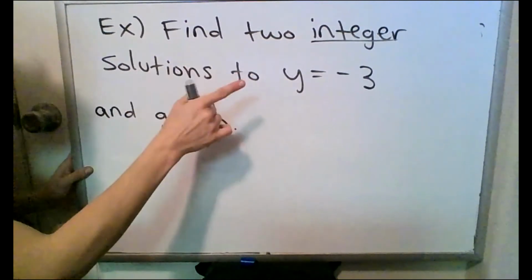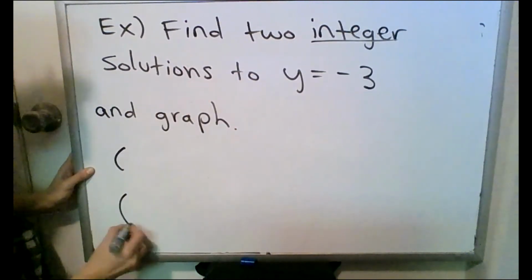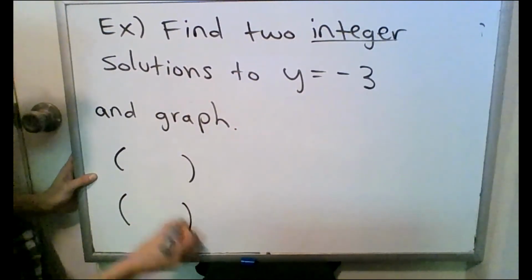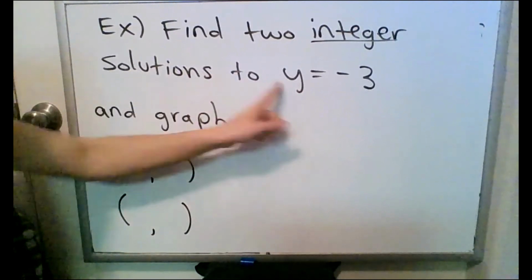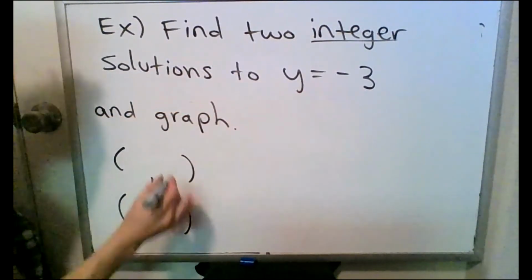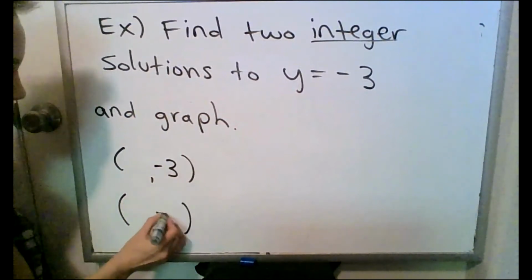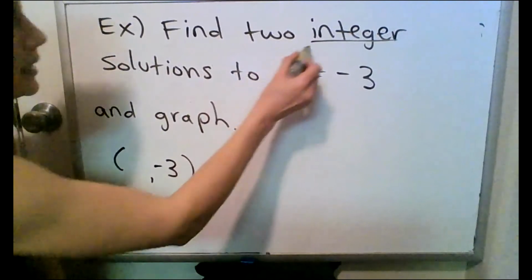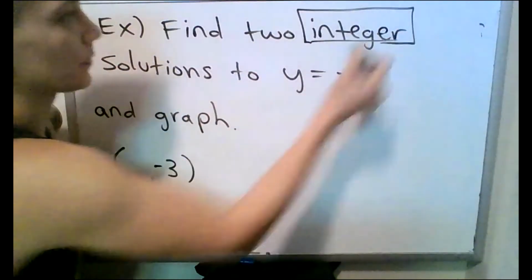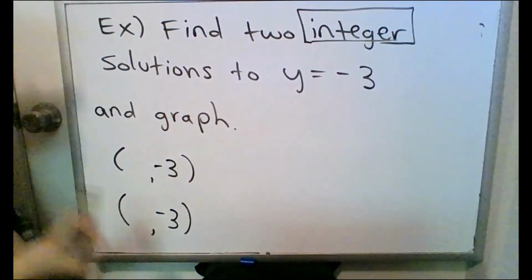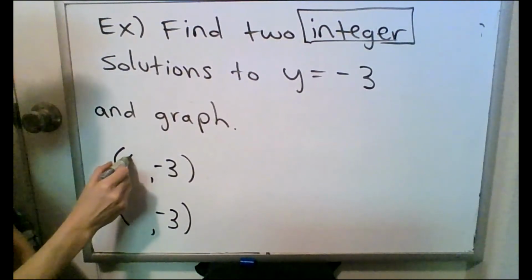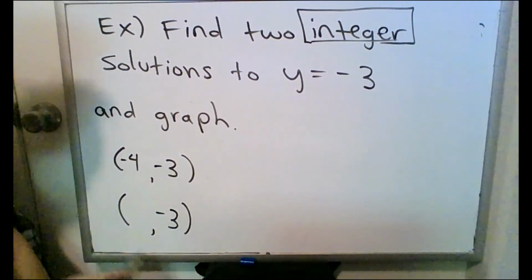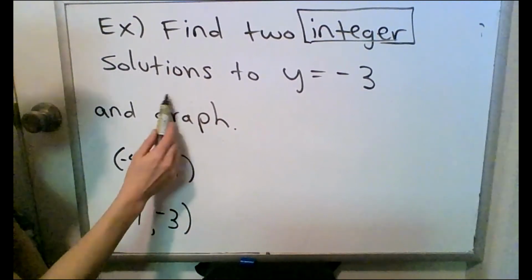Okay, so I need 2 points, x, y. Y has to be -3, so I'll start there. Okay, there's no x, so x can be any number, but they're asking for it to be an integer. So for my x value, it can be something like -4, and I can put a positive 4, and then graph.